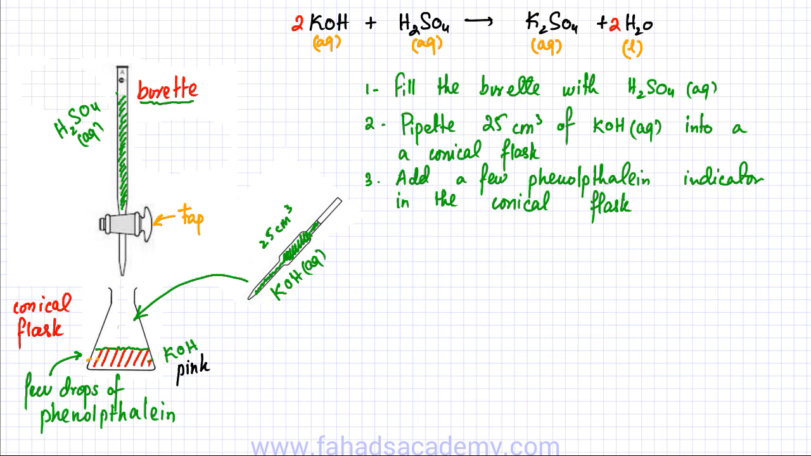So the fourth step is that you're going to start the titration. You're going to start adding H2SO4 drop by drop slowly into the conical flask. So you start titration by adding H2SO4 drop by drop.